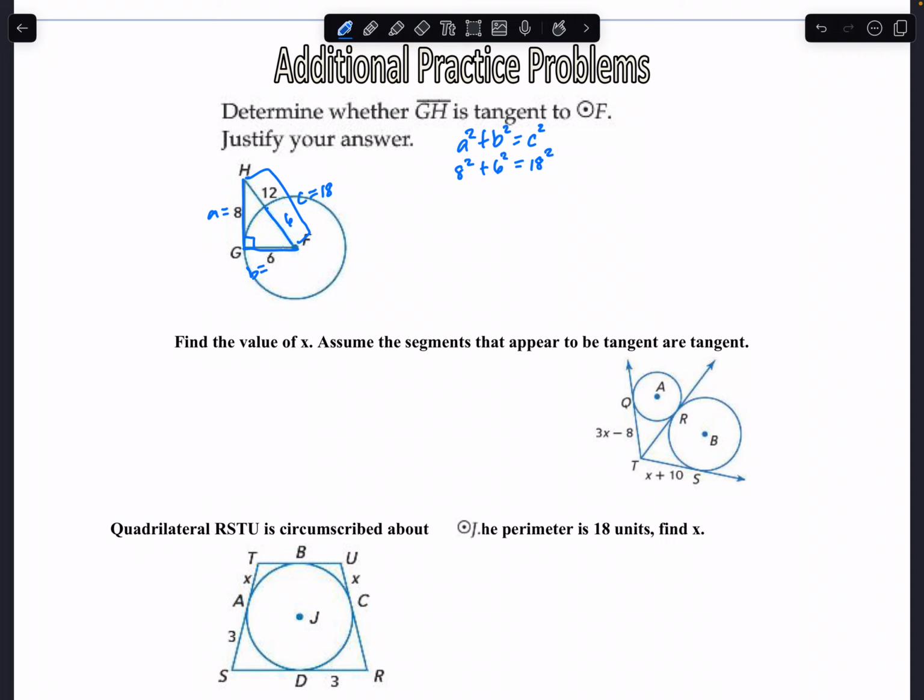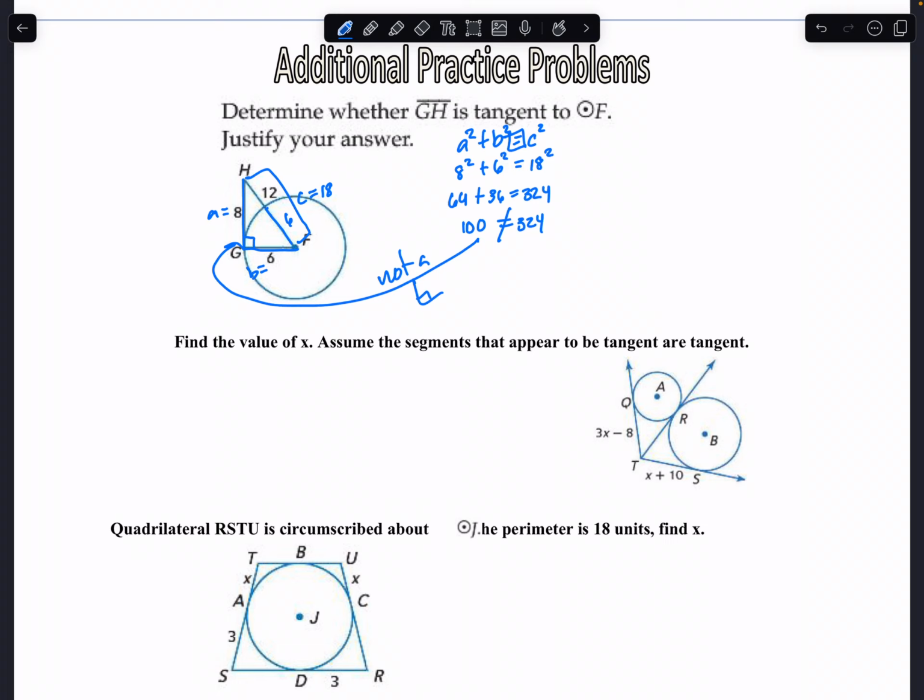8 squared is 64. 6 squared is 36. And 18 squared is 324. Does the left equal the right? Does this actually work? 64 plus 36 gives us 100, and that does not equal 324, which means this is not going to create a right angle. So since it does not form a right angle, this picture wasn't drawn correctly, which would imply that the line is not tangent to circle F.